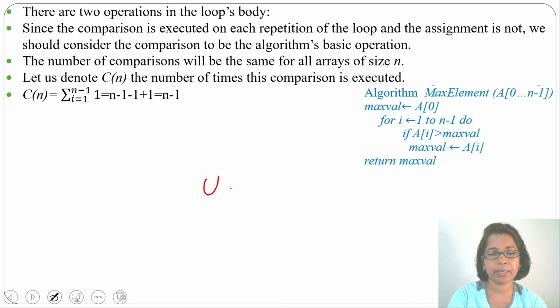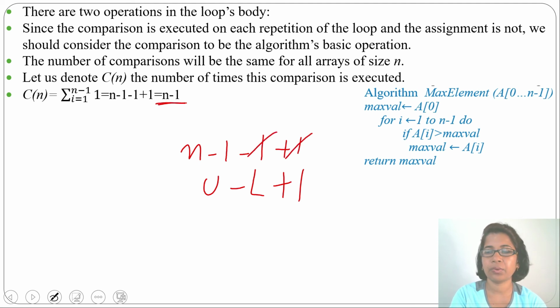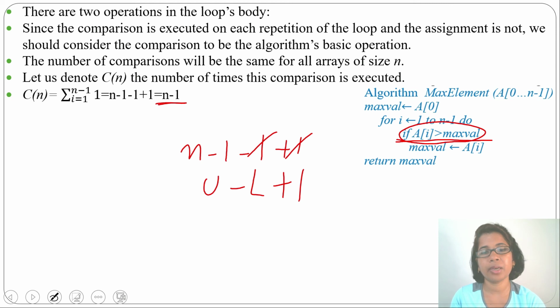And we know the formula for this. It is upper limit minus lower limit plus 1. What is the upper limit here? Upper limit is n minus 1, minus lower limit, which is 1, plus 1. So minus 1 plus 1 will be cancelled. We will get n minus 1. We already saw an example for an array of size 5. We did 4 comparisons. 4 times we execute this statement. So for an array of n elements, there will be n minus 1 comparisons.